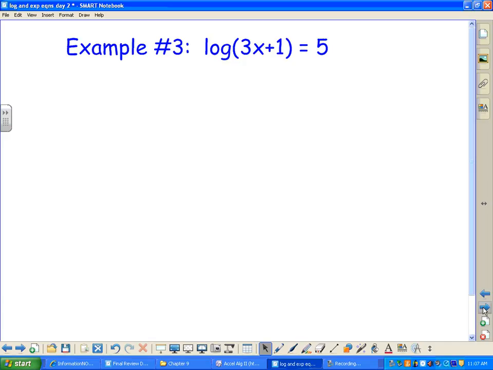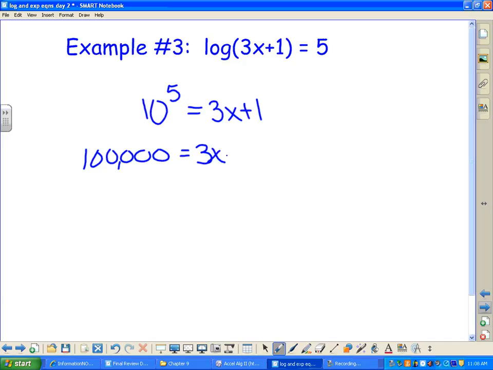What's the base? 10. Remember, it's that implied 10 when you don't see a base. Okay, 10 to what power? And what does that have to equal? Okay, I hope you all know the 5th power. 100,000, is that right? Okay, is equal to 3x plus 1. Could you solve that equation?